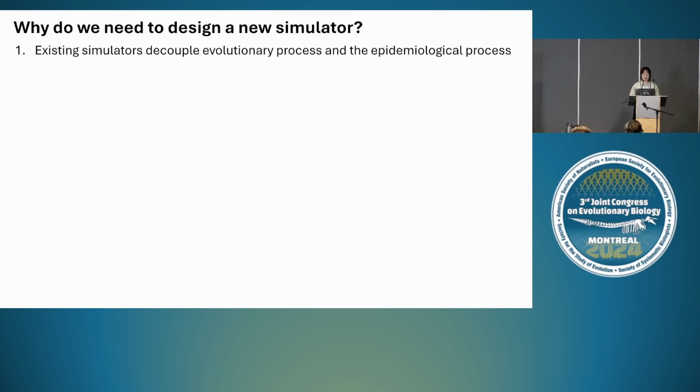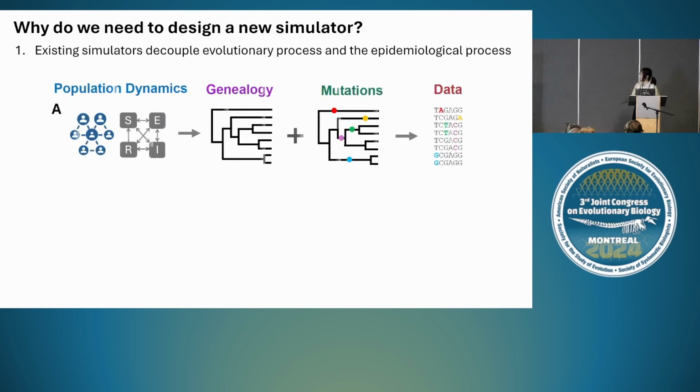simulators do not. The first one is that existing simulators often decouple the evolutionary process and the epidemiological process. What I mean is, if you see this scheme, which is a very popular simulation scheme for most of the genomic epidemiological simulators. First of all, they have the population dynamics, for example, the SEIR compartmental model, and also the host contact network. From that, they generate a genealogy of the pathogens solely based on this population dynamics. And then they superimpose mutations on top of this tree based on a Poisson process or any model you want, and then they get the sequence data at the tips of the tree.